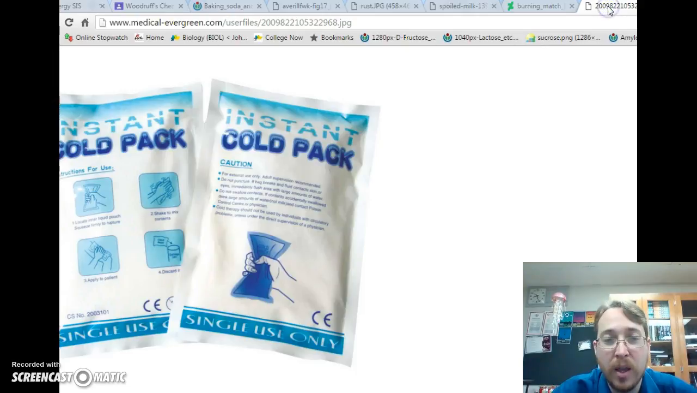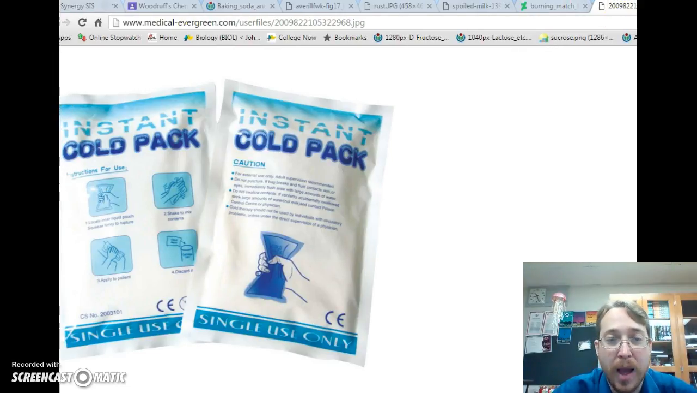And then an example of energy being absorbed is the instant cold packs. You know, the dry kind that are not cold when you get them, but then you break them up and mix them up, and they become really cold really fast. Those instant cold packs are an example of a chemical reaction that absorbs heat.